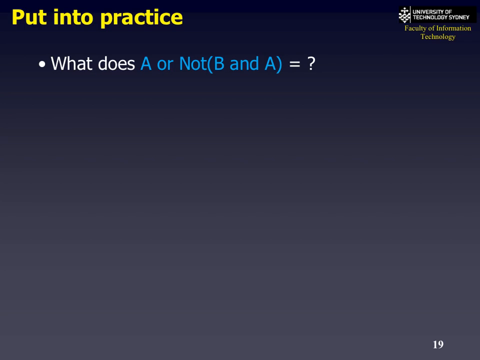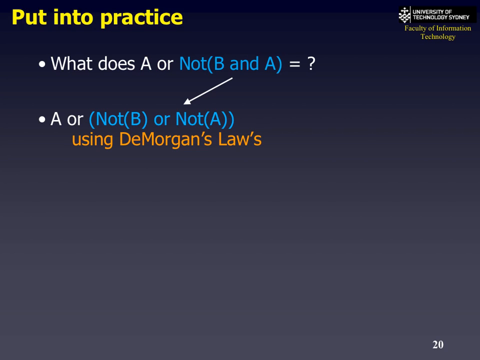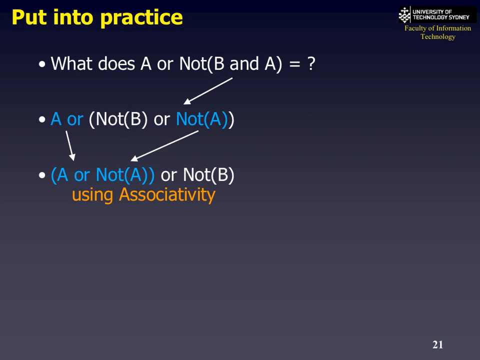So let's try to put all these things in practice. You'll be required to simplify many expressions. Does A or not B an A? What does that equal to? Let's take a look. Well, first thing we see is the not A and B. We can expand that out using De Morgan's. That becomes not A or not B. Notice I flipped the ORs. And then we can do something like this.